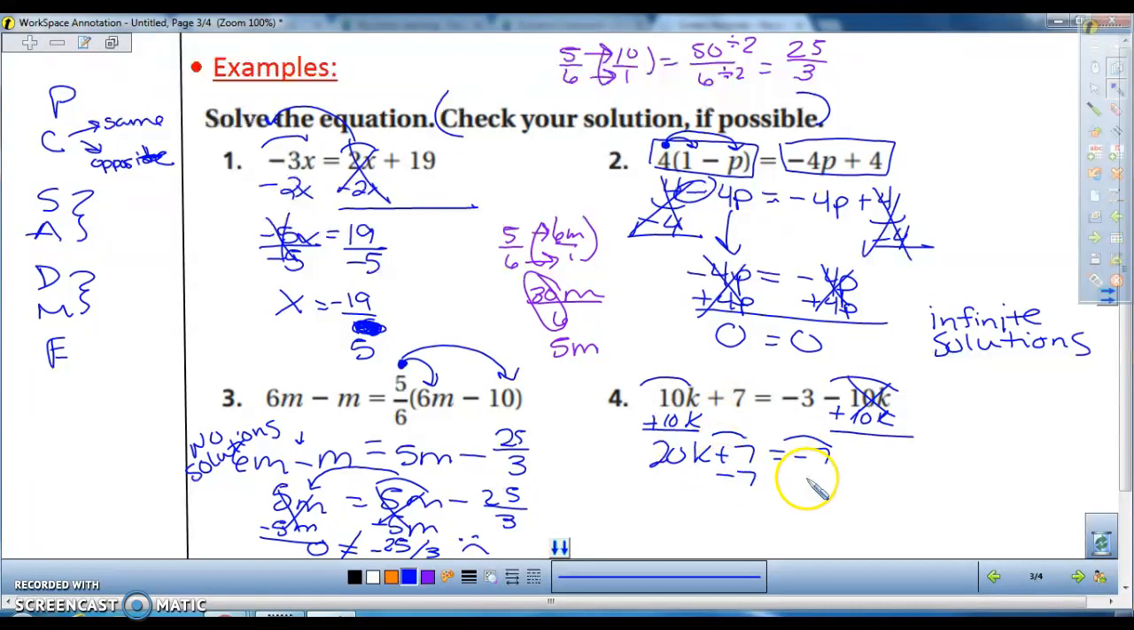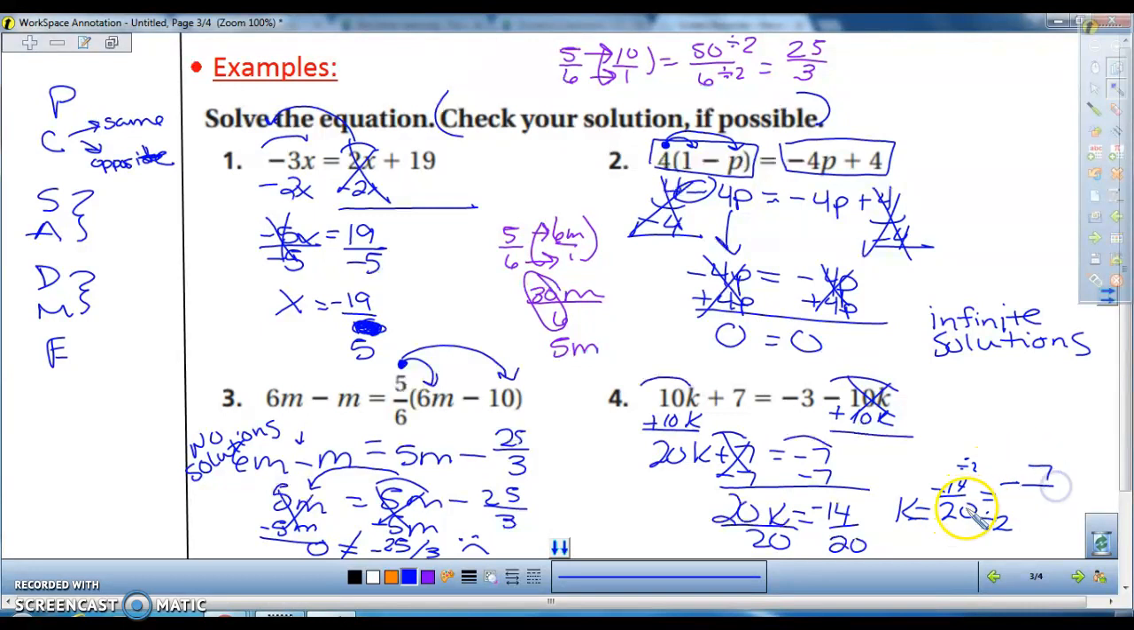So we're going to take away 7. We undid that one. Now we have 20k equals negative 7 minus 7, which is negative 14. Last step, divide by 20. K equals negative 14 divided by 20. We can reduce this down. Let's divide everything by 2. Negative 7, half of 20 is 10. And leave it like that. All right, let's go to our next problem.